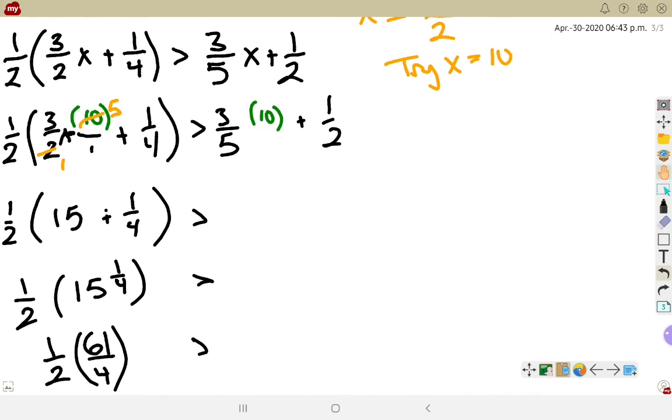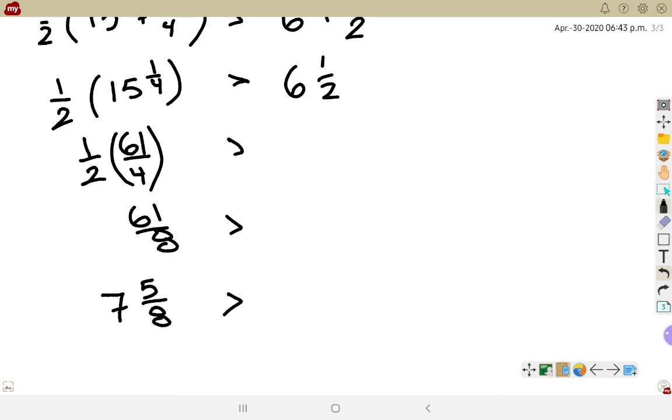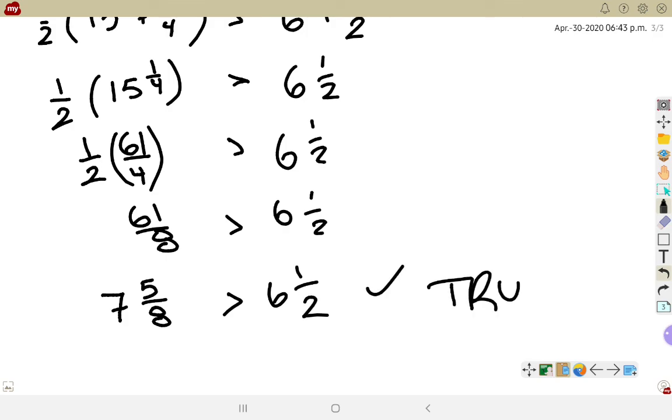Okay, let's look back at the right-hand side. So we had 3/5 times 10. So those cross-reduce. And that becomes 6 plus 1/2. 6 plus 1/2, that's just 6 1/2. It's really easy. So I just need to write that a few times here, keep that going down the right side. And it is true that 7 5/8 is bigger than 6 1/2. So that's true. So we verified that the inequality symbol was facing the right way.